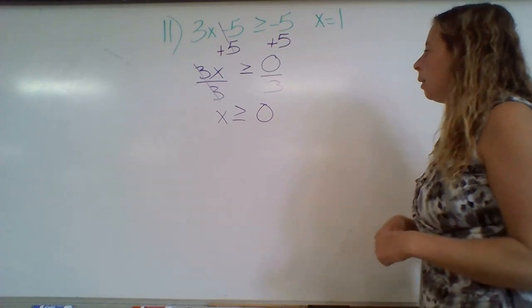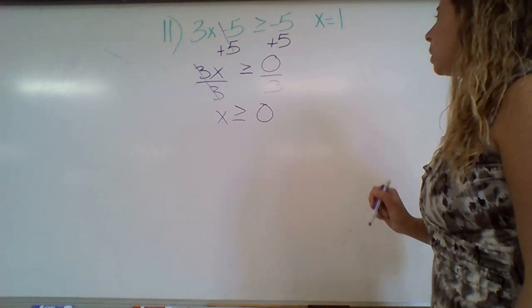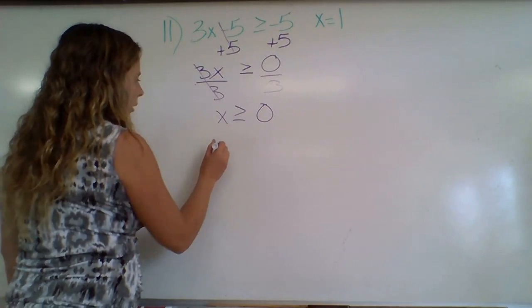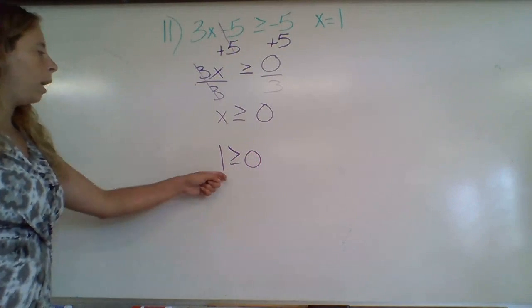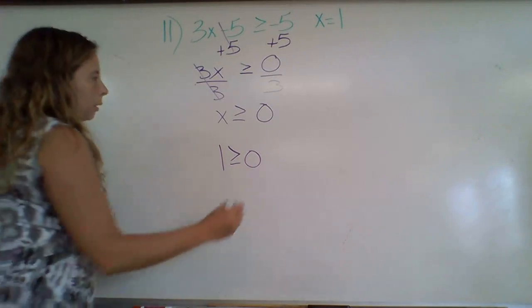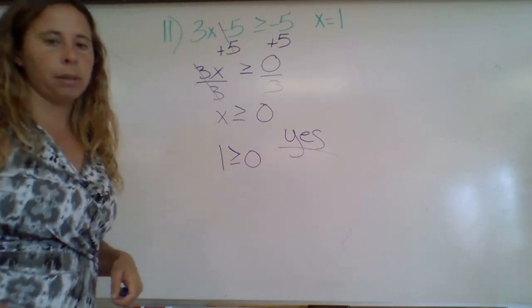And then, so is this true? Can x be equal to 1? Well, let's see. Let's substitute 1 in for x. So 1 is greater than or equal to 0. Is that true? Is 1 greater than or equal to 0? Yes, it's greater. So, yes. Okay, now I'm done with those.